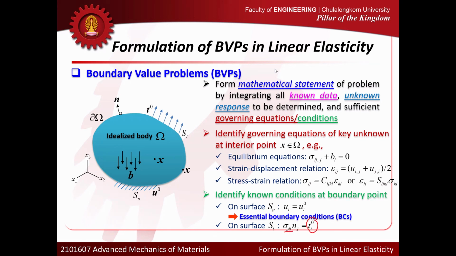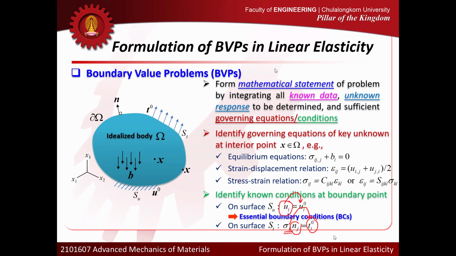But that one is unknown stress. N here is the unit normal vector, right? It's a component of the unit normal vector to the boundary. So you can see that the unknowns are related somehow to the prescribed condition at the boundary. This is the connection between the unknown displacement and the prescribed displacement at a point on the surface SU. And this is the connection between the unknown stress and the prescribed traction at any point on the surface ST.